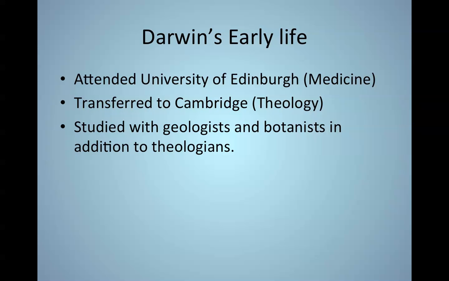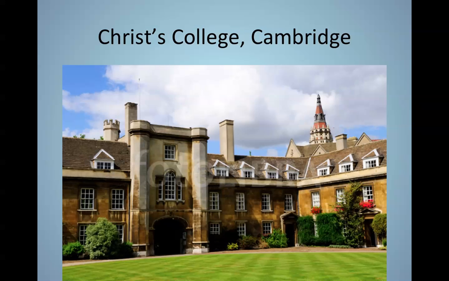In his early life, he attended the University of Edinburgh and was attempting to study medicine, following in the footsteps of his father. We understand his father was rather controlling. Again, I don't know how far we can take the psychology of Darwin, but father very demanding, wanted him to go into medicine, following his footsteps. Darwin decided that medicine was not for him, and he transferred to Cambridge to study theology. While at Cambridge, he studied with geologists, he studied with botanists, in addition to studying with theologians. So he had a very broad education while at Cambridge. He was a member of Christ's College, and that is one of the colleges that makes up the university that is Cambridge. Still there today.